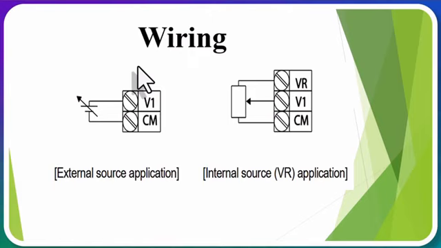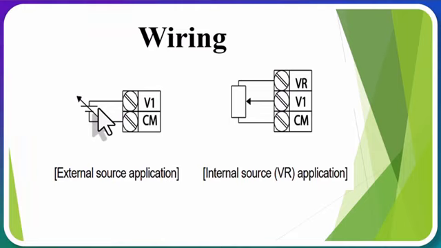But how do we connect our 0 to 10 volt potentiometer to the inverter? What will our wiring look like if we have an analog potentiometer? If we have a potentiometer that we want to connect to the analog inputs of the inverter, we need to connect the middle pin of the potentiometer to the V1 terminal and the other two pins to VR and CM. CM is our common terminal and VR is the voltage terminal which provides the 10 volt supply.